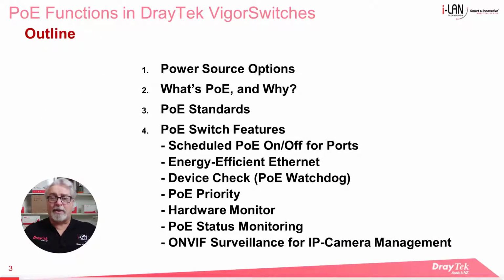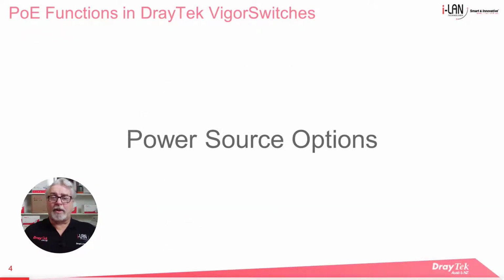We'll look at several topics, starting with an overview of what PoE is and what it can be used for. Then we'll briefly go over PoE Standards, followed by a look at the various functions available in PoE VigorSwitches. These include scheduled PoE on-off for ports, energy-efficient Ethernet, device check, also sometimes called PoE watchdog, PoE Priority to make sure the most important devices stay up over anything else, hardware monitor, PoE status monitoring, and ONVIF surveillance for IP camera management. So let's start by looking at the power source options available to power up devices.